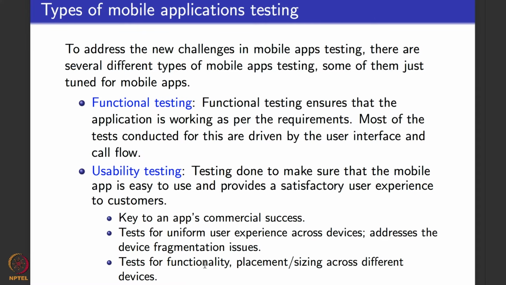You can't claim that you have an app that will look very good only on iOS. Its UI doesn't look very good on Android. That kind of app doesn't sell. Usability testing also tests for functionality, because the functionality of a mobile app is typically through user interaction. It tests for placement and sizing of the various things across devices.